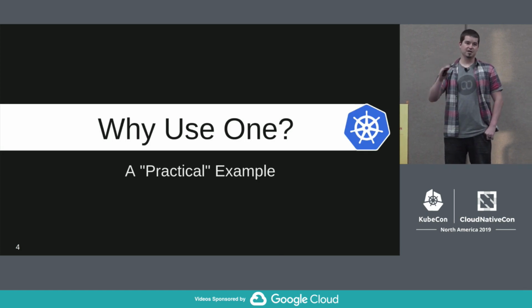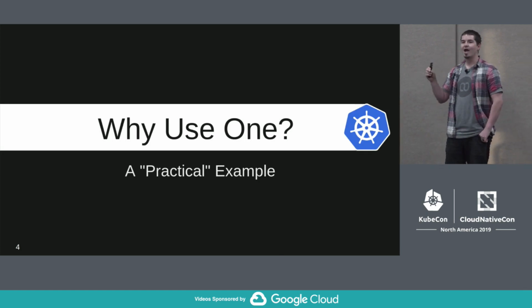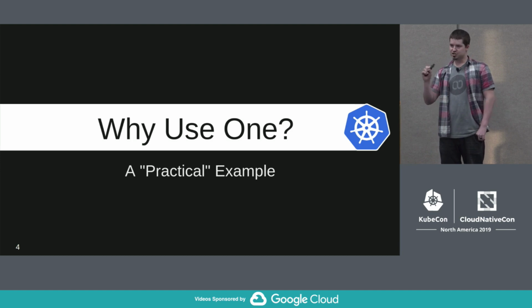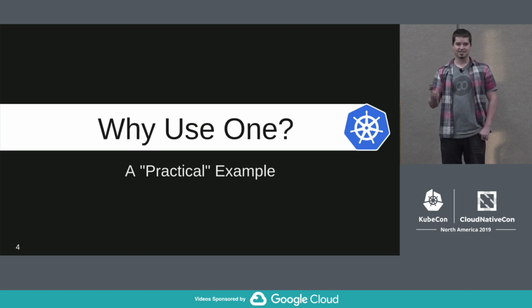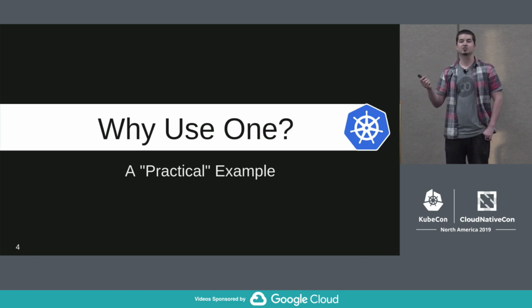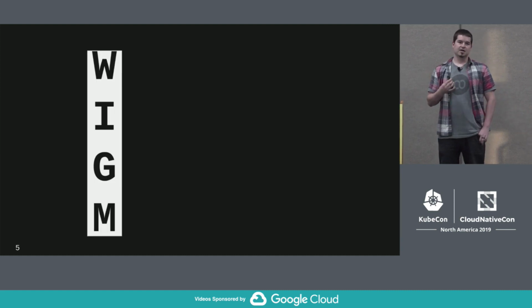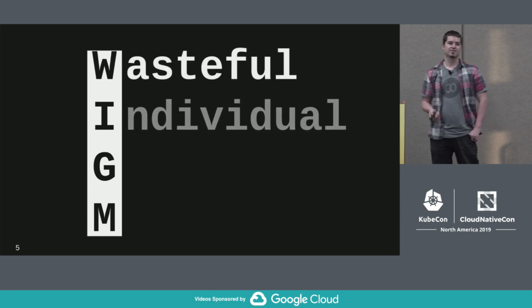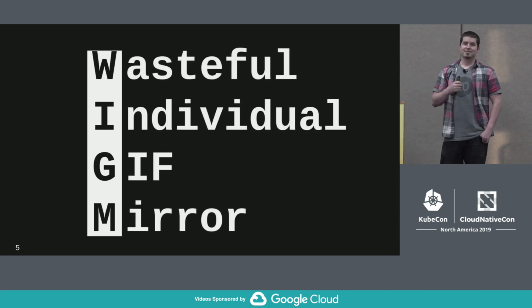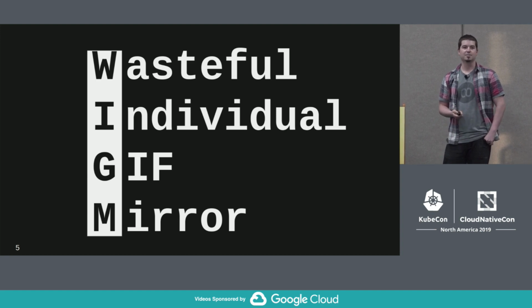So instead of preaching what an operator is, we're going to see why we want one by running something just above a hello world bit of software. It is not much more than a hello world, but it's more interesting. We're going to run this thing that I wrote, and we'll show you the code for this in a second, called WIGM, and it stands for Wasteful Individual GIF Mirror. It's exceedingly simple software that really is just bash on top of Nginx. And it does exactly what it sounds like.